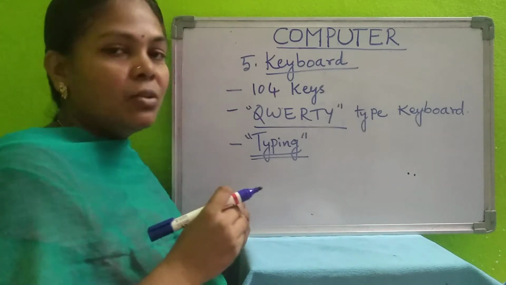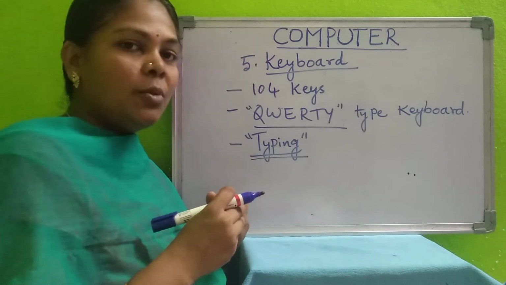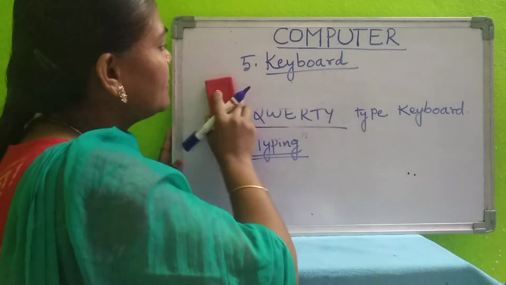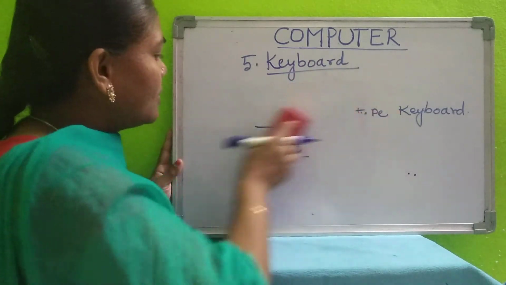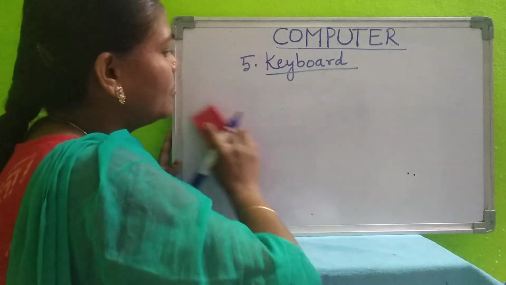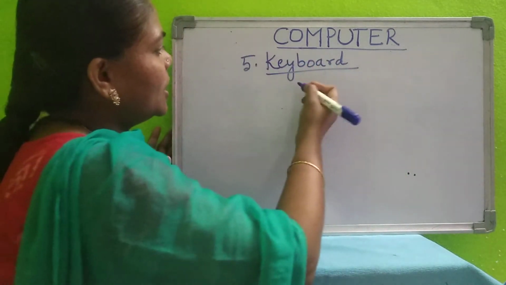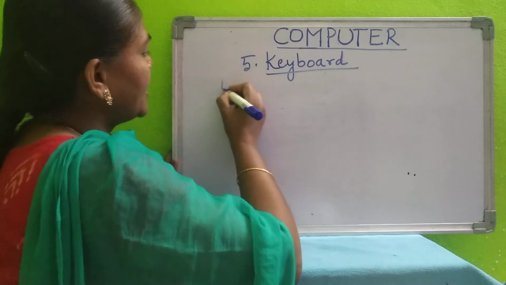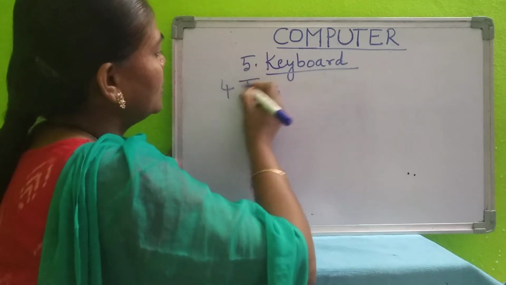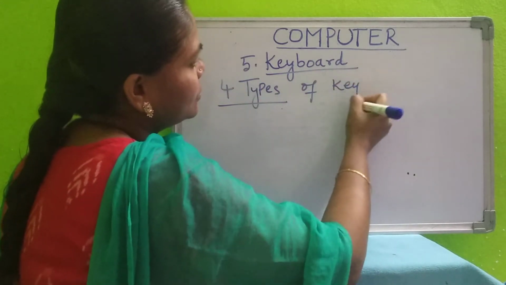Okay. So what are those special keys? What are the different types of keys on the keyboard? We will learn now. So anyway we know how many types of keys are there? 4 types of keys on the keyboard. So in first class we have learned about keyboard. And now we will learn detailedly about this keyboard here. So how many types of keys are there? 4 types of keys. So what are the keys?